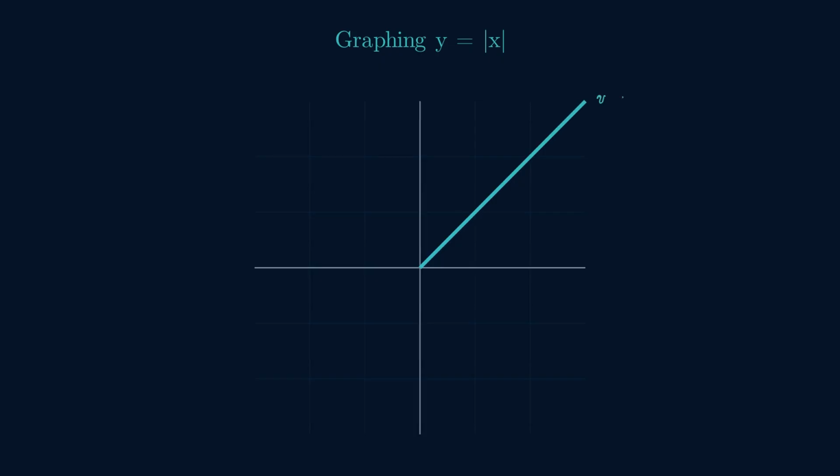For x greater than or equal to 0, y equals x, a clean 45-degree climb to the right. For x below 0, y equals negative x, climbing left at 135 degrees. Both meet at the origin. The whole graph sits on or above the x-axis, exactly like the definition promised.